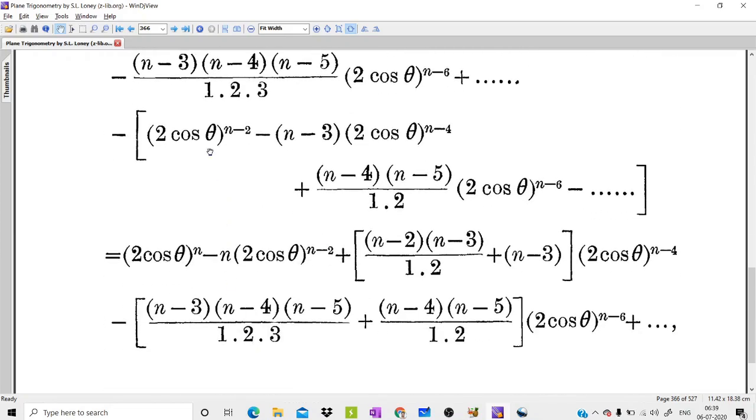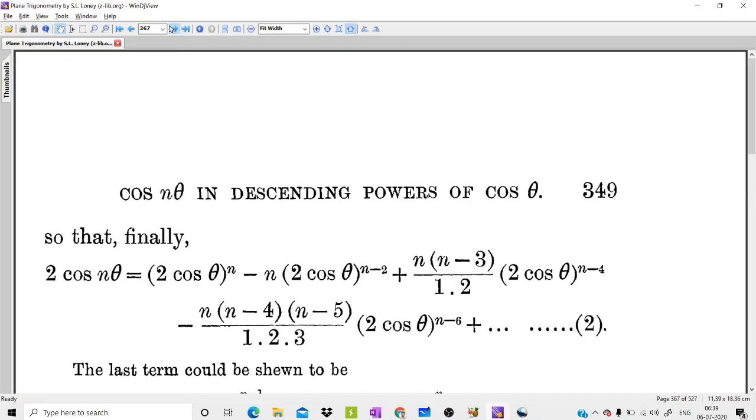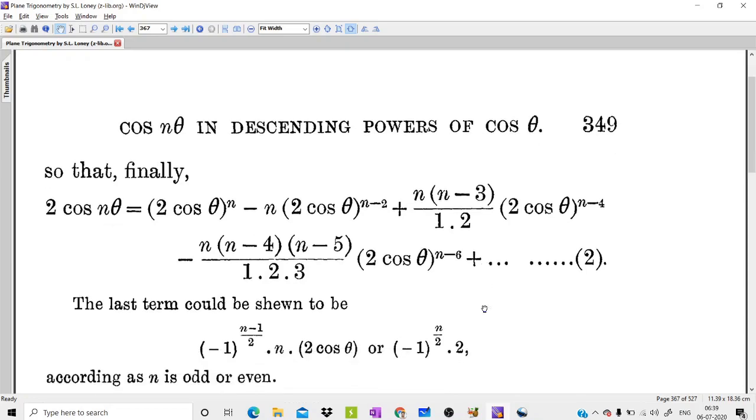When you simplify this, of course these are simple calculations, you can get the expression 2 cosine n theta is equal to 2 cos theta whole raised to n minus n times 2 cos theta whole raised to n minus 2 plus etc. This contains only a finite number of terms. So according to the parity of n, whether it is even or odd, we can conclude this is the last term, minus 1 raised to n minus 1 by 2 n into 2 cos theta, or minus 1 raised to n by 2 into 2. This is for n even, and this is for n odd.